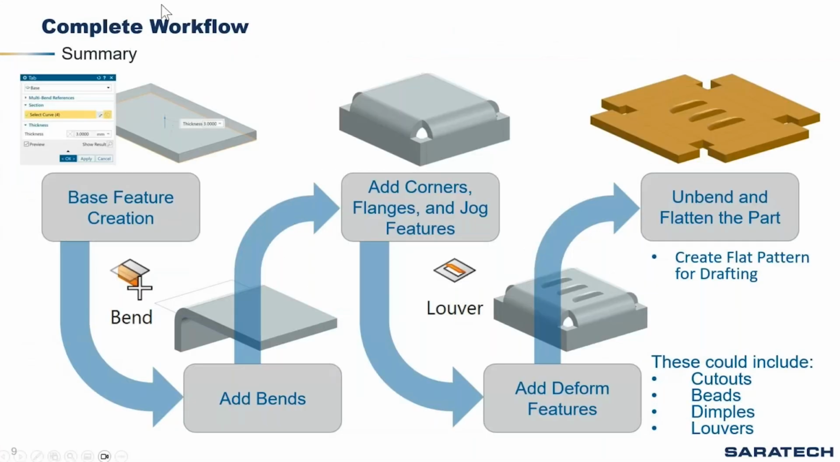So in summary, the whole workflow in NX sheet metal would be to create your base feature, add bends, add corners, flanges, and jog features, add deform features such as louver, and then unbend and flatten the part, either to visualize it for manufacturing or to create a flat part that's basically like a 2D drawing for downstream use. So this is one simple way to create NX sheet metal parts very quickly and efficiently, but there are other methodologies such as create from solid model that could be helpful in a different application.